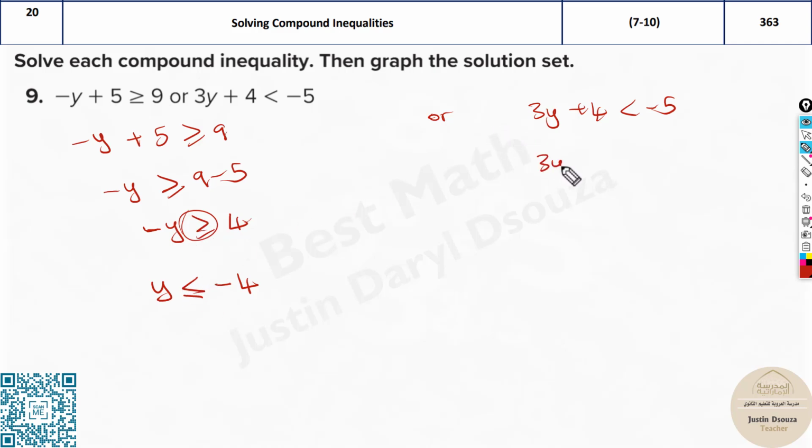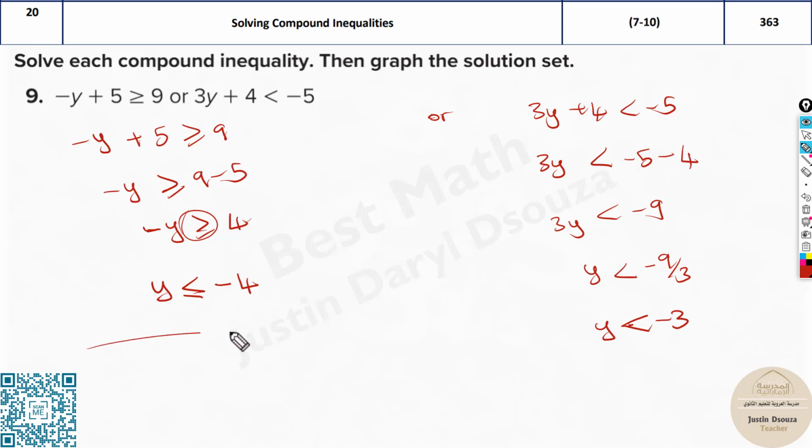Let's solve this over here. 3y will be less than minus 5 plus minus 4. So it's minus 4, and then we have minus 9 here. It's 3y. Y will be less than negative 9 by 3. Divide both the sides by 3. You will have y is less than minus 3. So we have one solution.